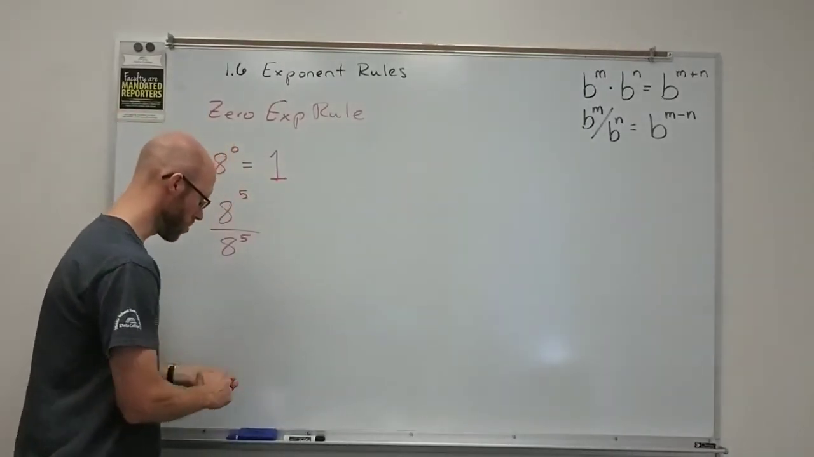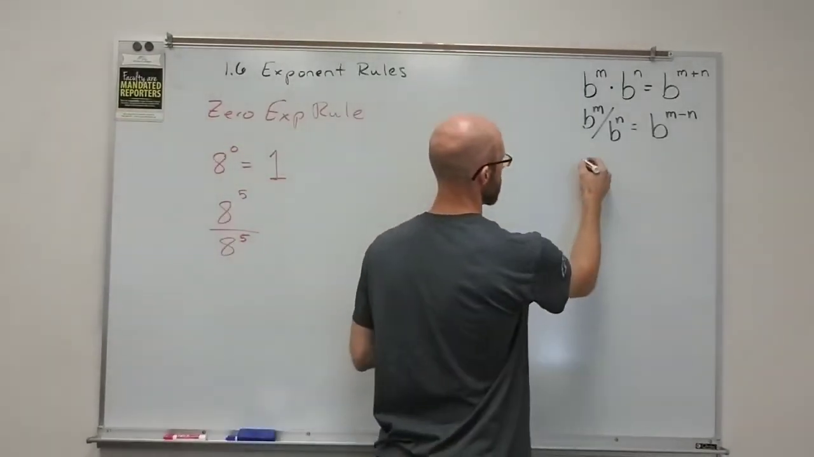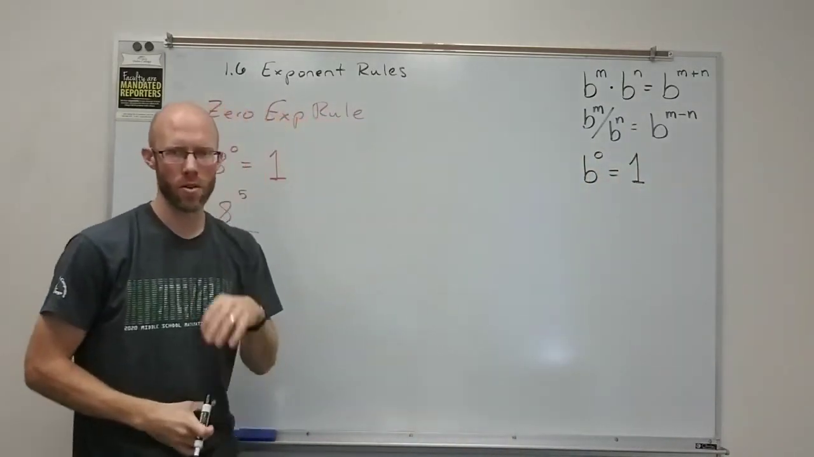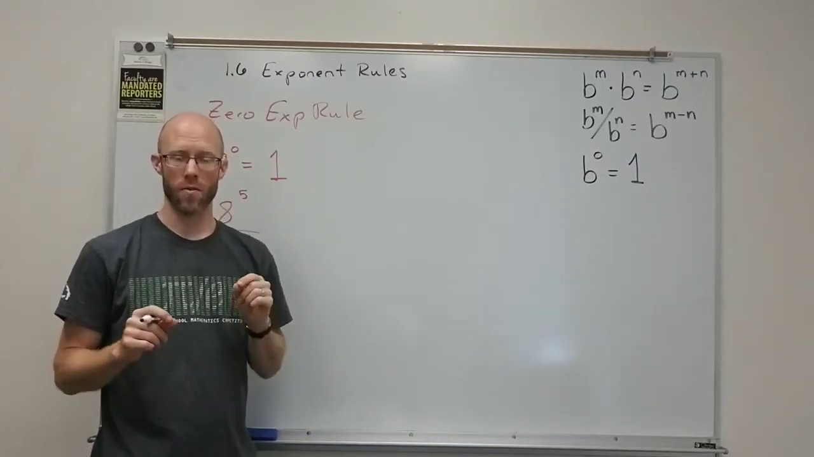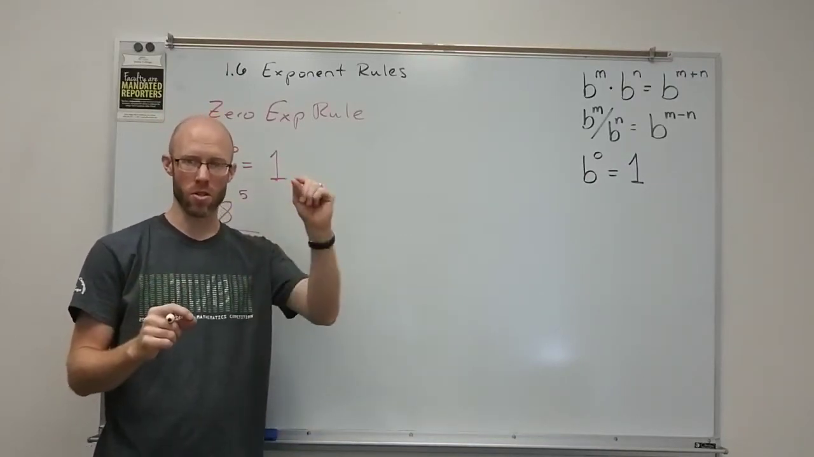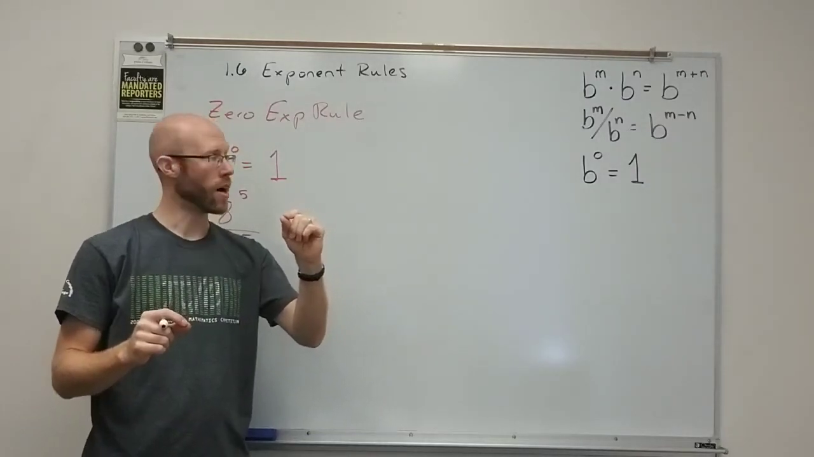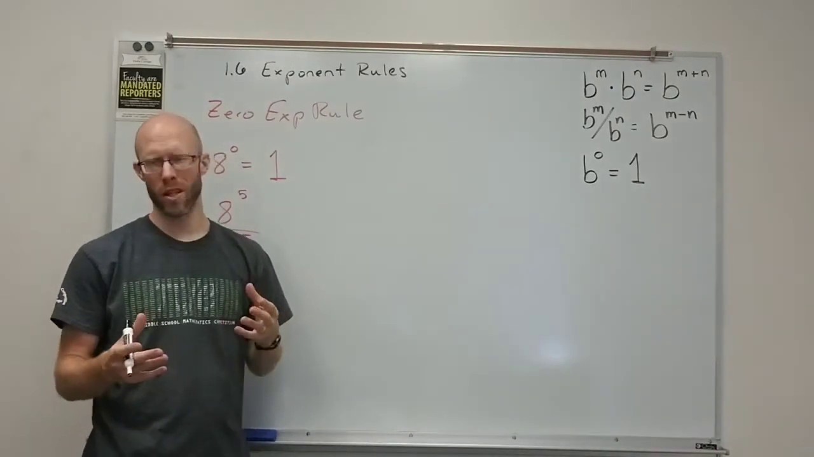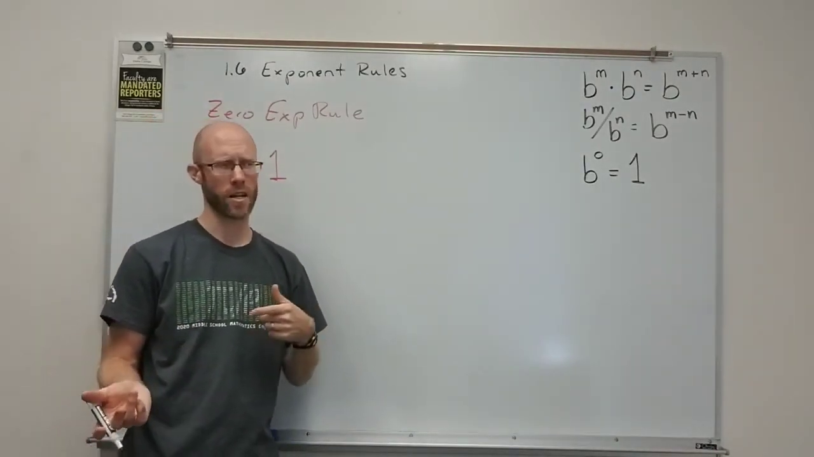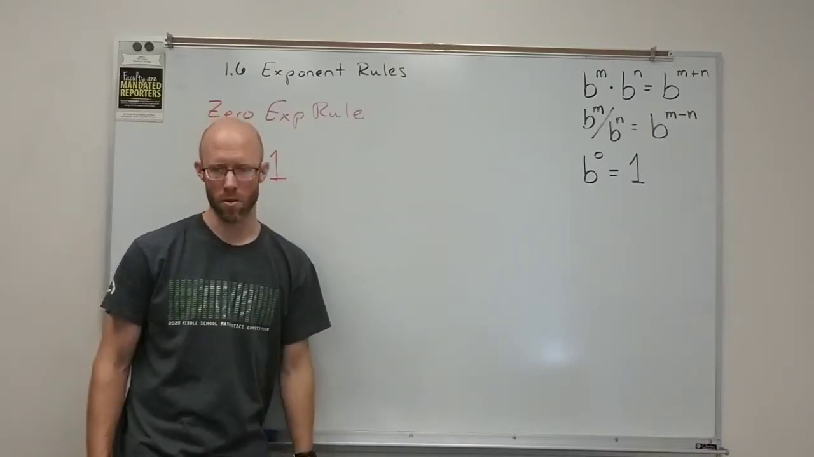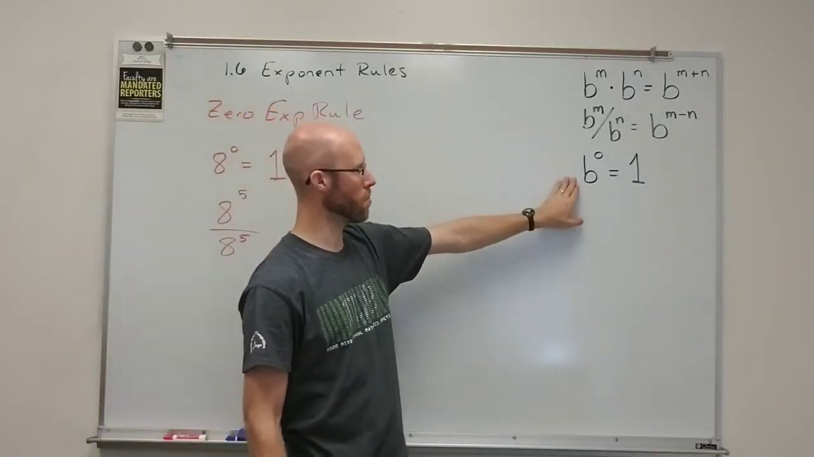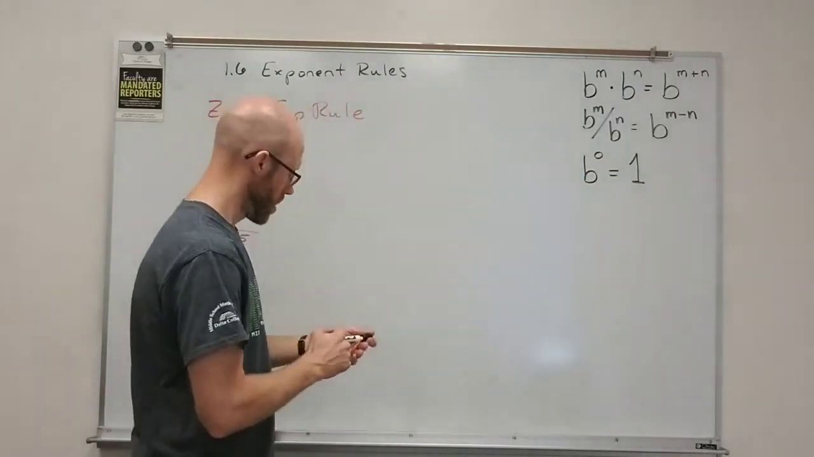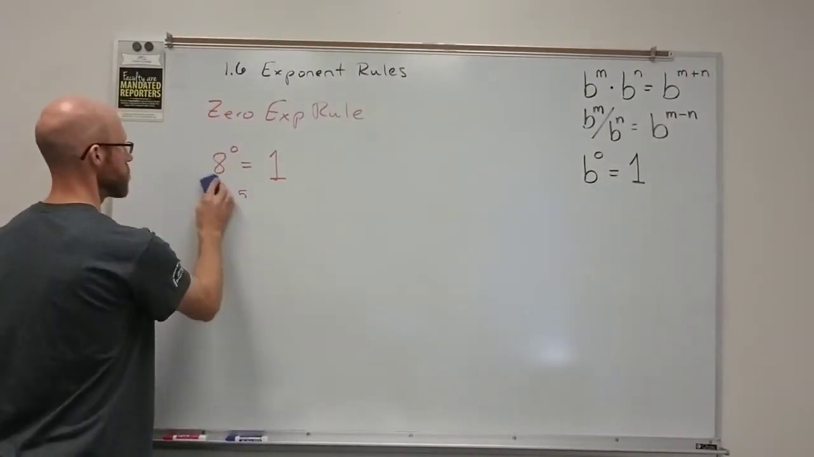So as a general rule then, b to the 0 will equal 1. Now there's an exception to that: if the base itself is 0, if you had 0 to the 0 power, that's undefined. You're not going to see that happen very often, if ever, in this class, but I just want to point that out. Maybe we will in the exponential function chapter later in the book. But for right now, just know that a base raised to the 0 power will always be 1. Okay, so that's the zero exponent rule.